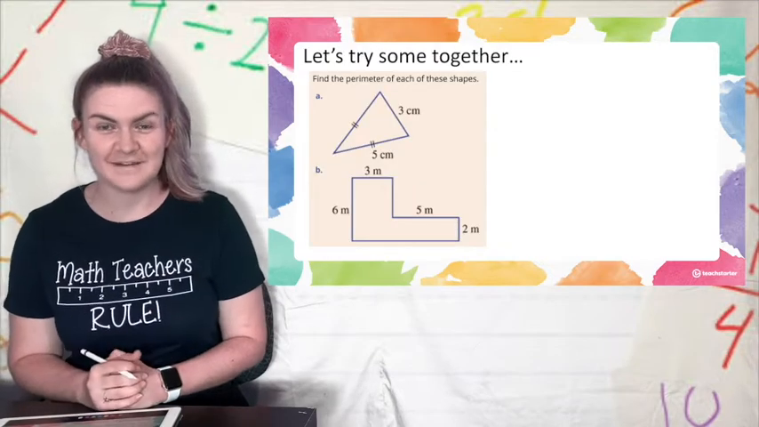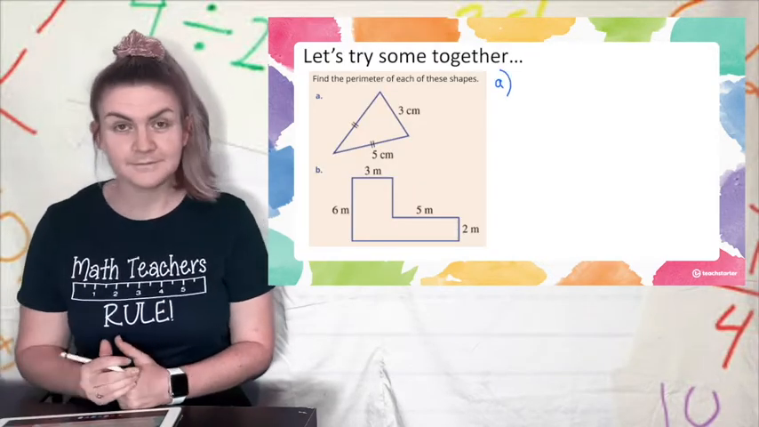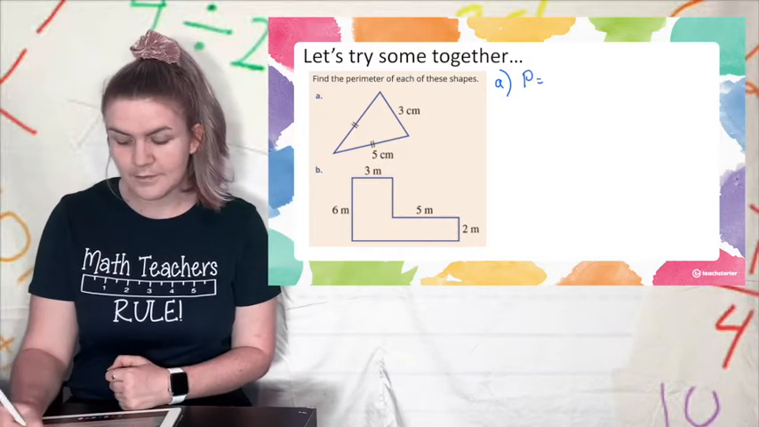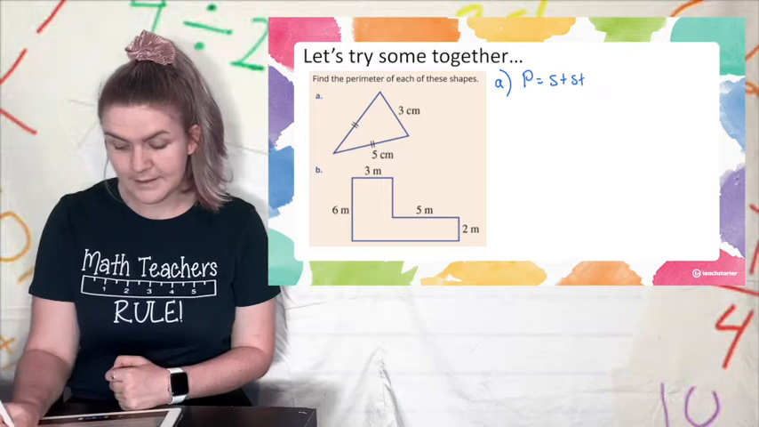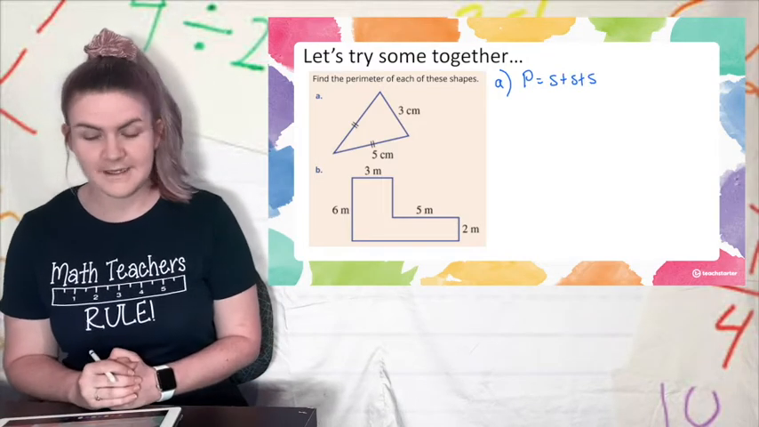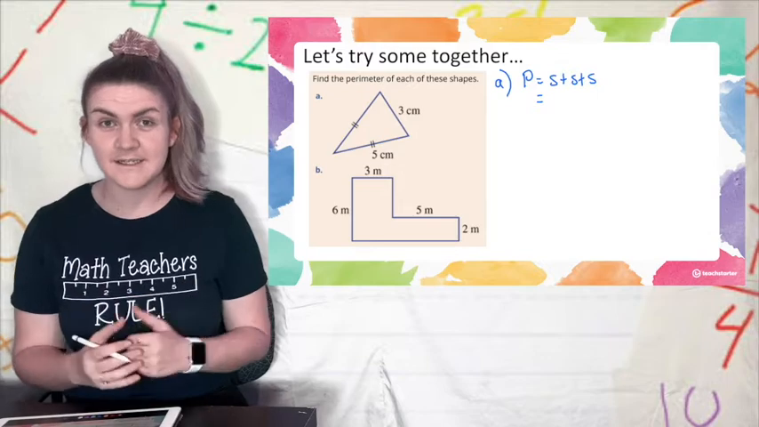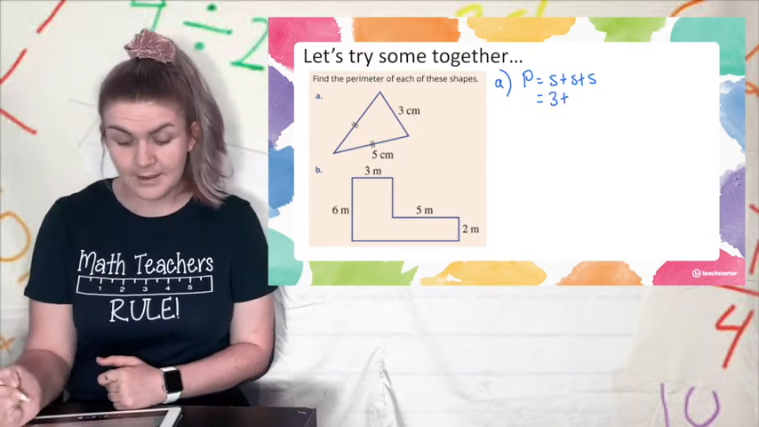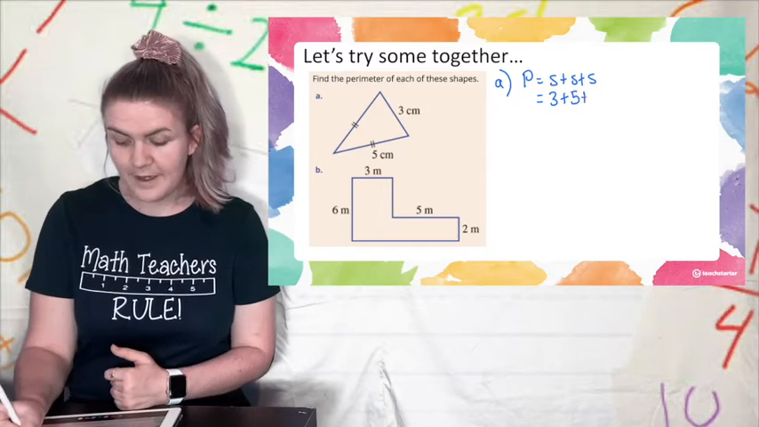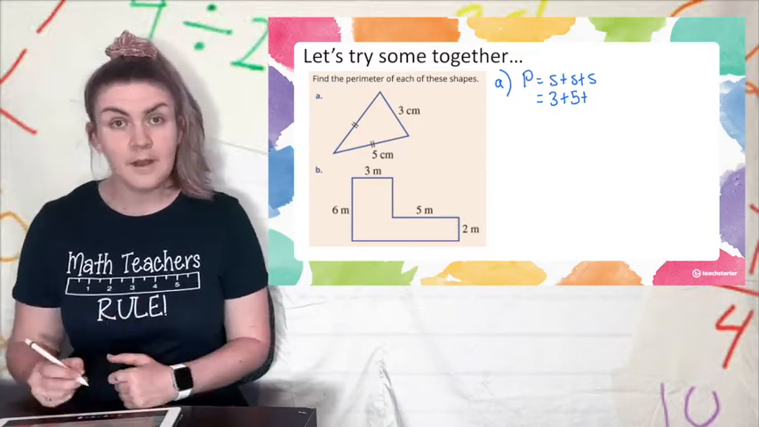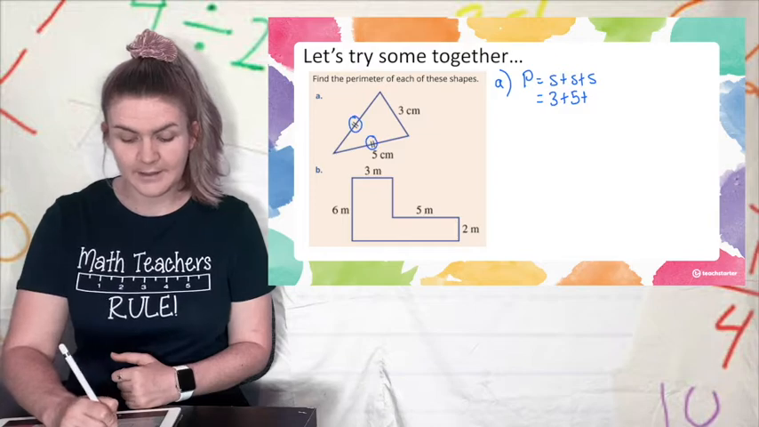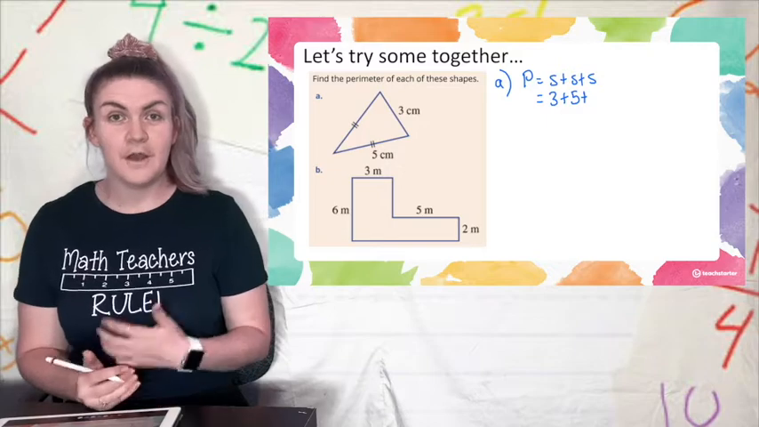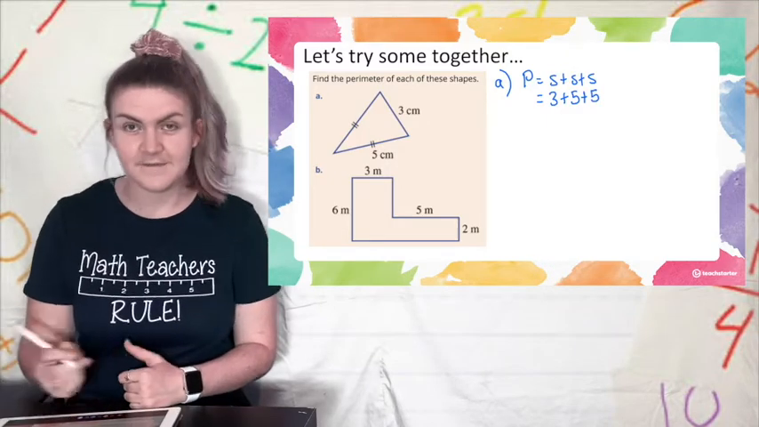Let's try some together. A is a triangle. Firstly, I need to write a formula. For perimeter, I can write P equals side plus side plus side, because I've got three sides here. Now I need to write down the distance for all those sides. I can see that I've got one side that is 3 plus another side that is 5, but I have one side that I don't know the distance of. But two of these sides do have line markings, which indicate to me that they are of equal length. Therefore, my last side is also 5 centimeters.